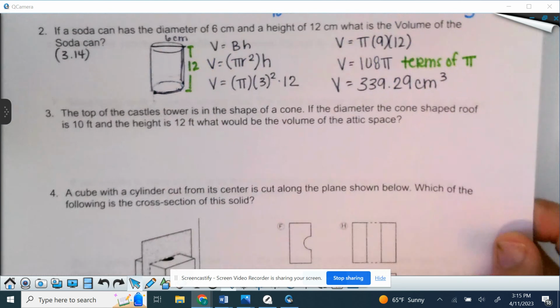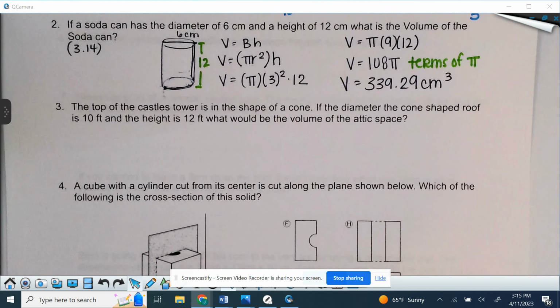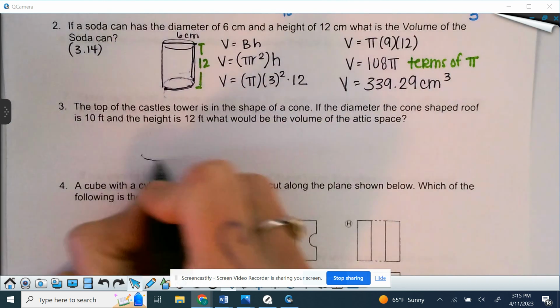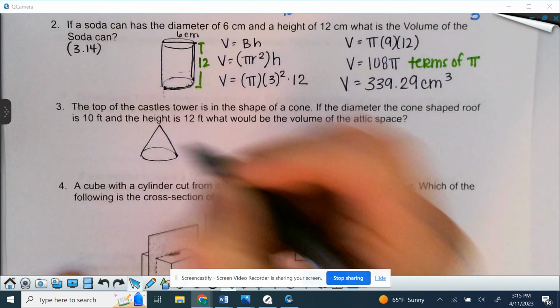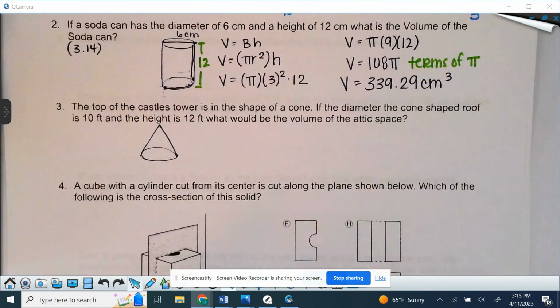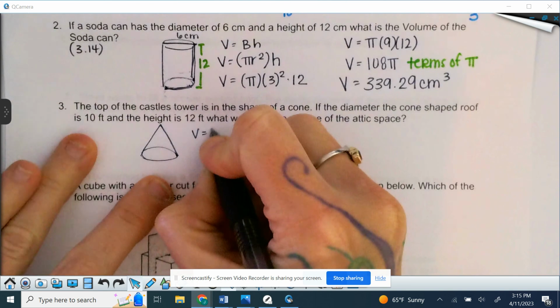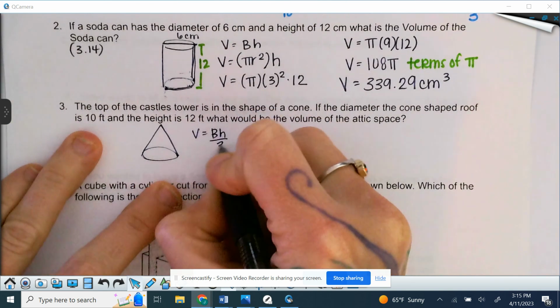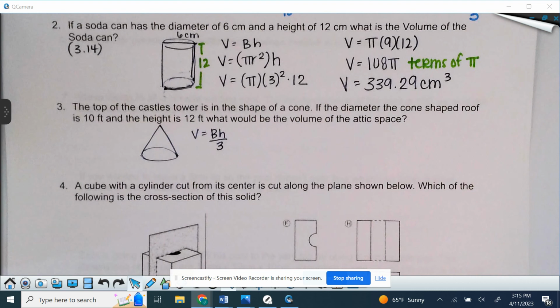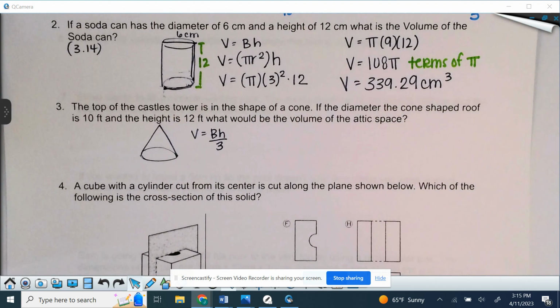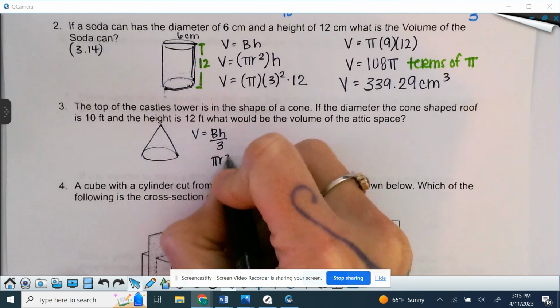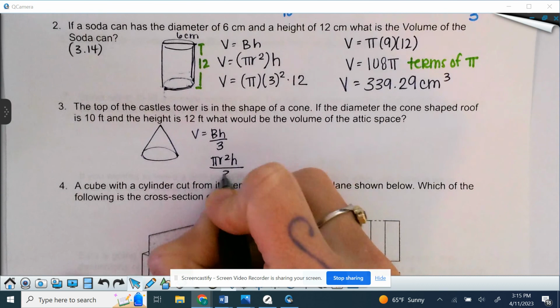All right, the top of a castle's tower is in the shape of a cone. So a cone is a circle with a pinched top. So it's a circular prism with a pinched top. So again, volume equals big B times H times 1/3, or divided by 3. And again, the part you have to remember is big B is a circle in this case. So that's pi r squared times height divided by 3.